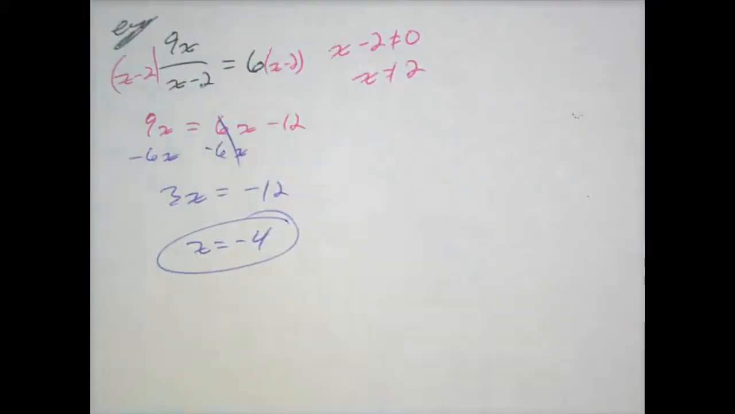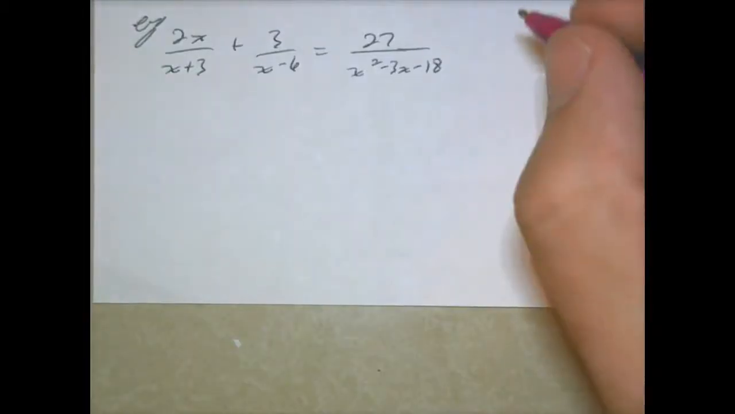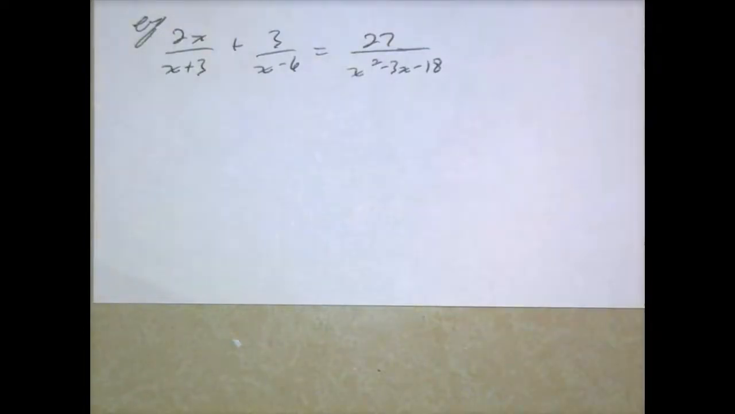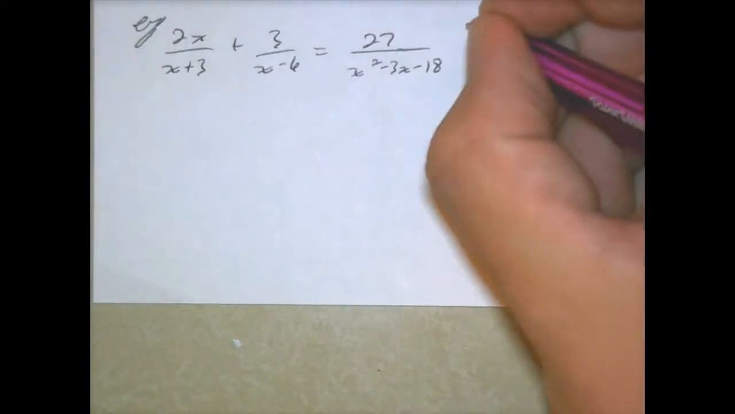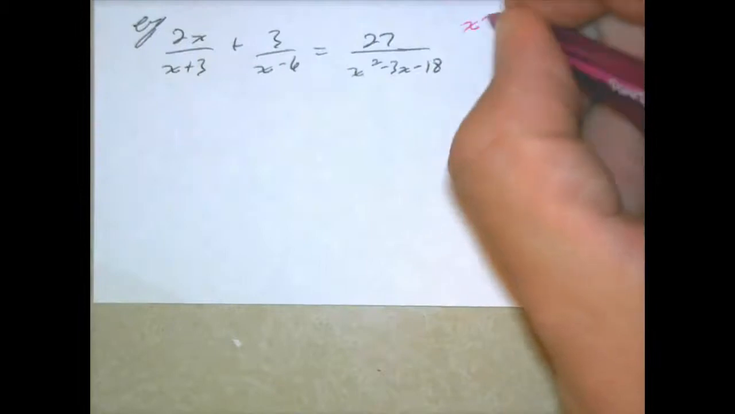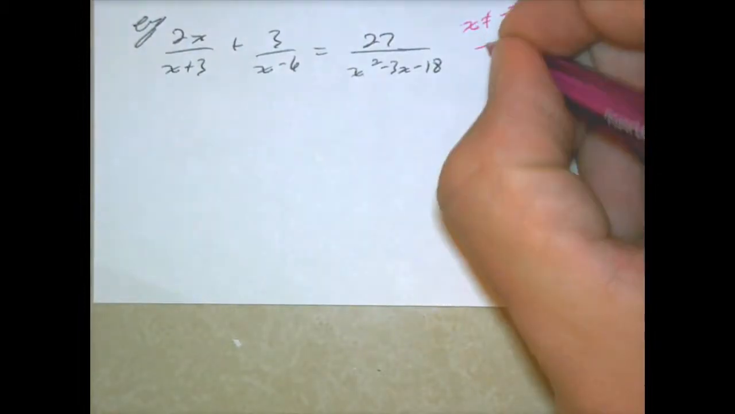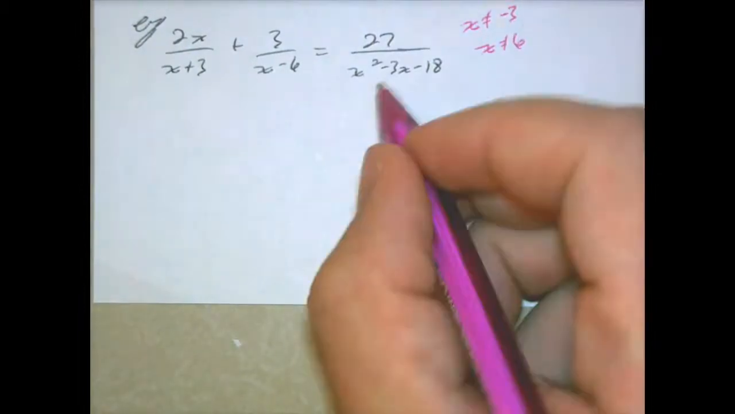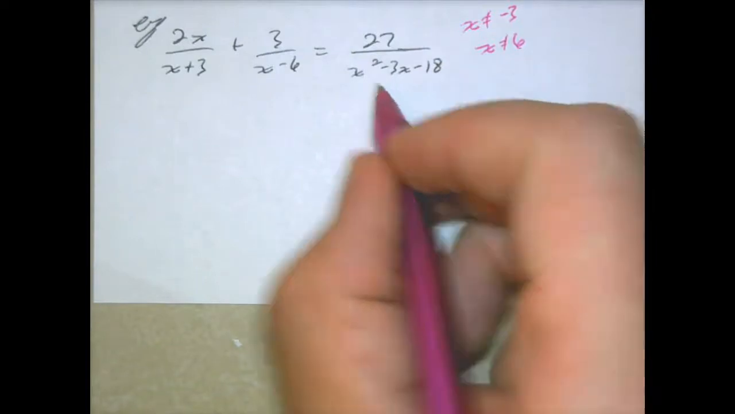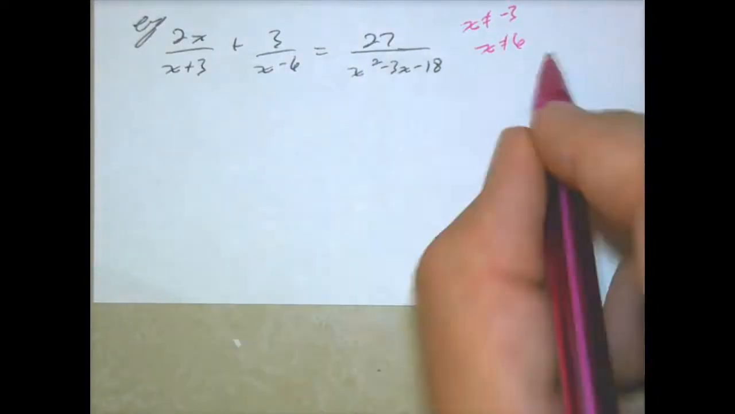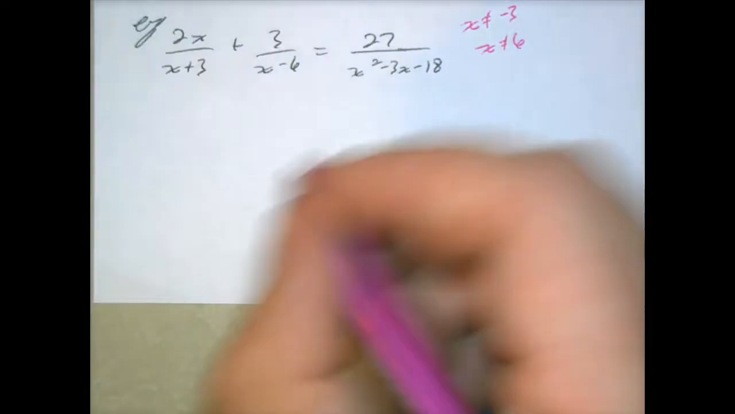Good solution. Okay, now we have one that takes a little bit more time, it's a little bit more involved, but it's still not too terrible, so I love it. So with this one, I know I cannot have x equal to -3. X cannot be 6. If you were to factor out the bottom of this, you would notice that it has the same factors as these, so I have listed out everything that I cannot have in the beginning.